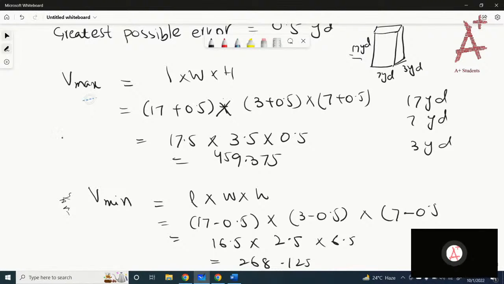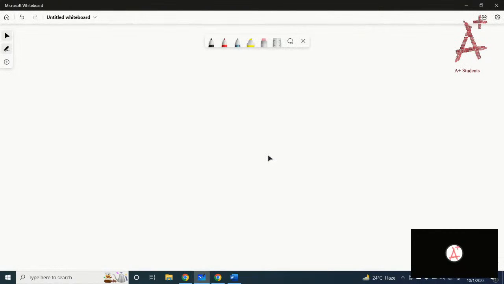For the maximum value, we added the greatest possible error to each value and multiplied them. And for the minimum value, we subtracted the greatest possible error from each value and then multiplied them. Got it? Okay, let's do another example. You are given a rectangle.